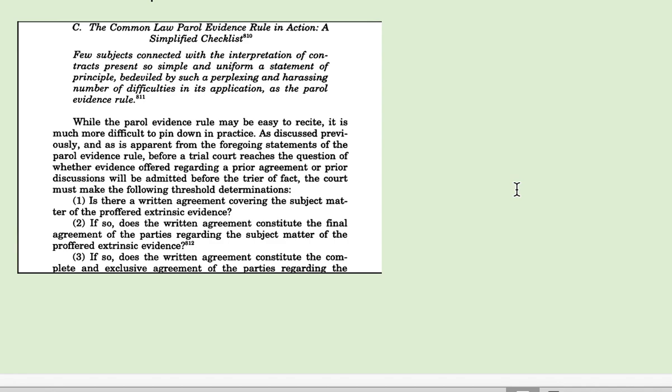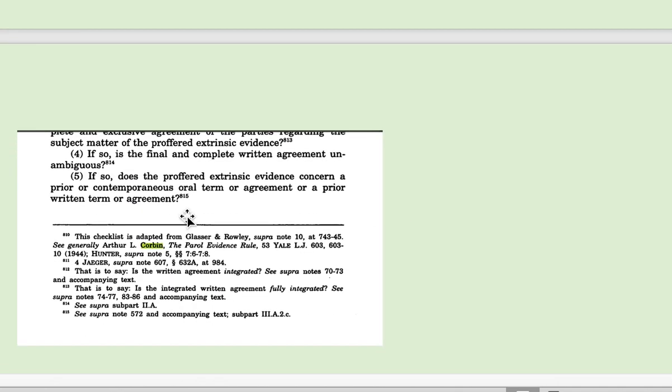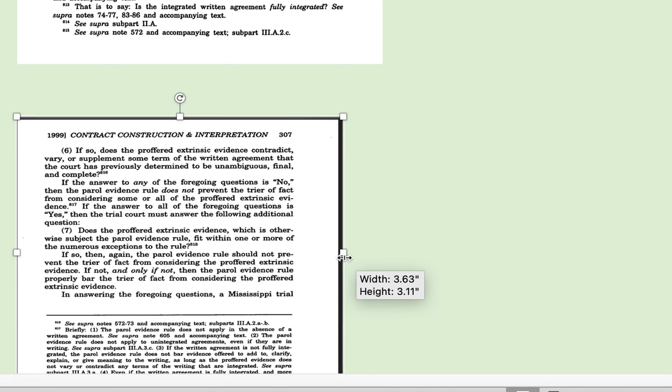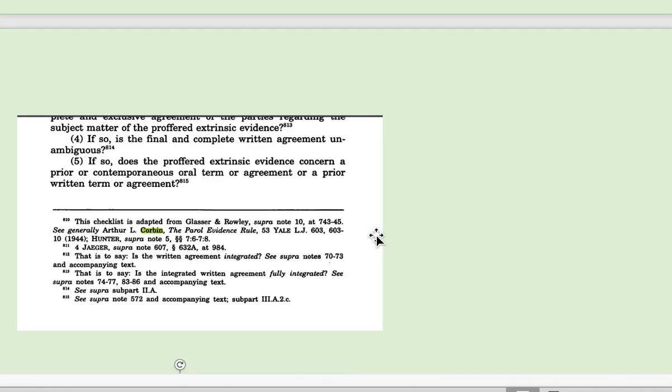Now, they broke it apart. 1, 2, 3, 4, 5, and then 6, 7, so they had 7 points, and then they go into detail. I could read these off for you, but I invite you to go get the article and read it yourself in the interest of time.